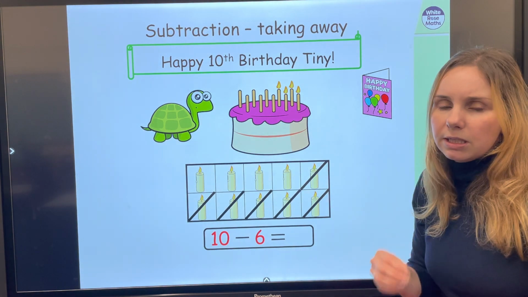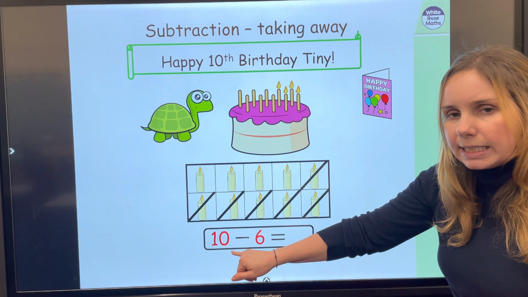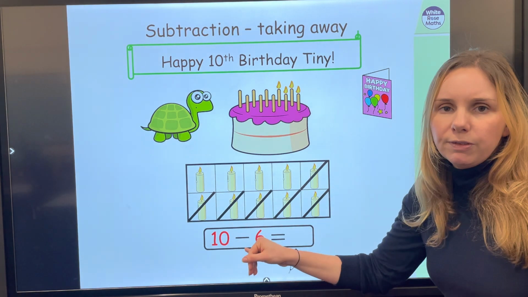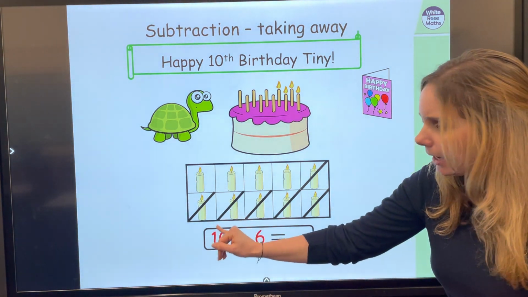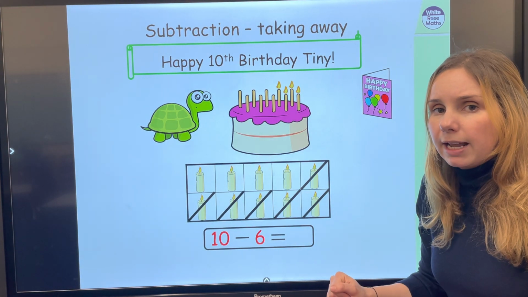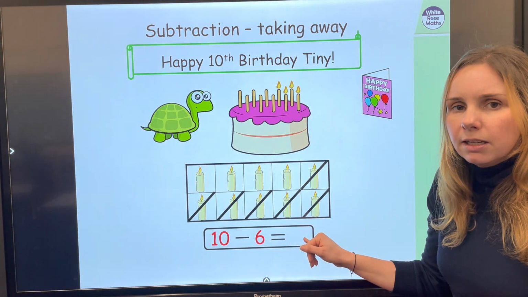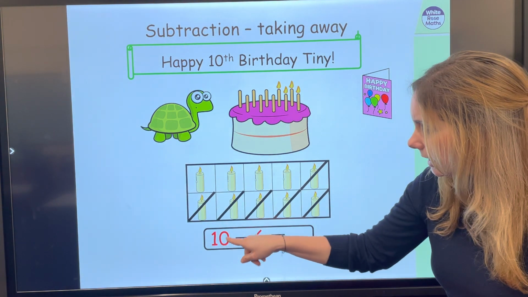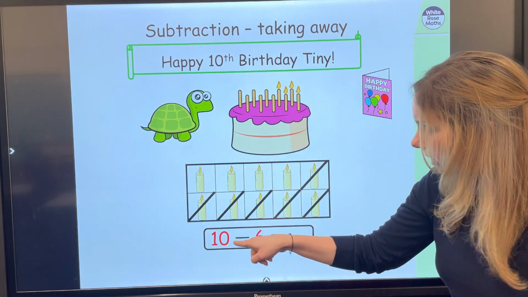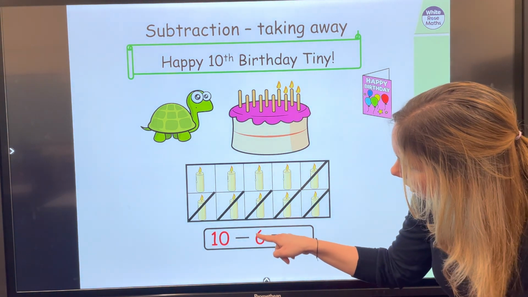The really important thing to remember when we're subtracting is that the largest, the greatest number must go first. If the greatest number is not at the beginning, your subtraction is not going to be correct. So if you've got a larger number here or for the answer, then you know it's wrong. This is where the largest number goes. So we have 10, the number we started with. Here is our subtraction symbol.